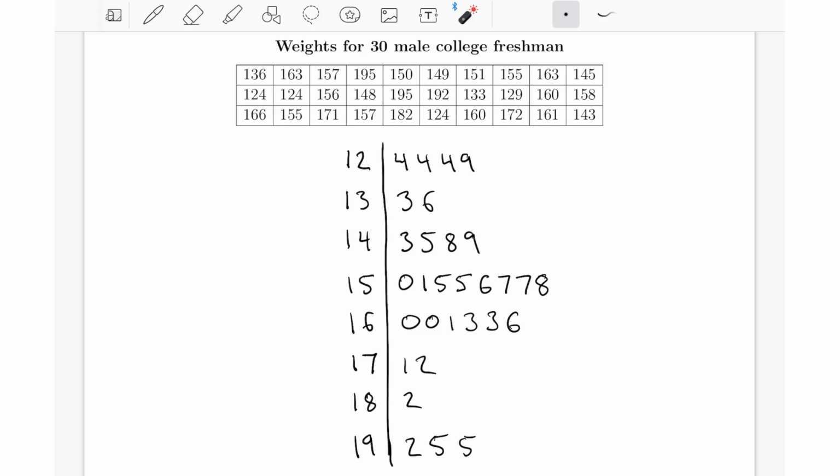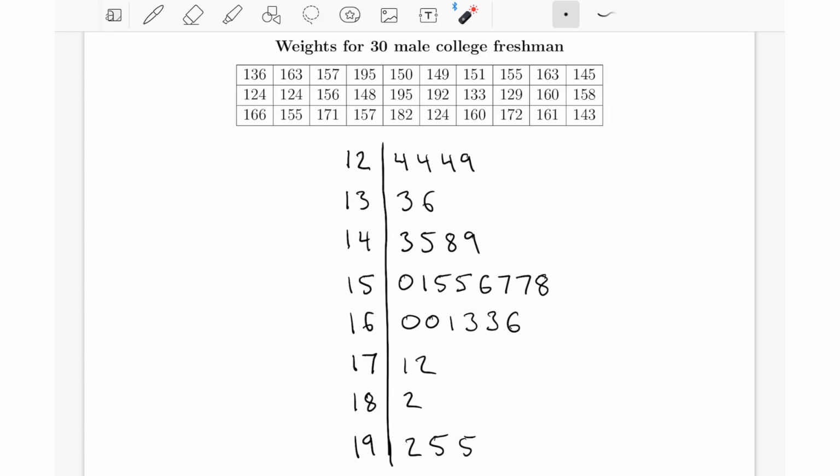All right, so hopefully y'all were able to write this out. Here's the stem and leaf plot that I wrote. First, I noticed that the weights range from 124 to 195. So I listed out the stems 12 through 19 in increasing order. I drew my vertical line, and then I started listing out the leaves attached to each stem.